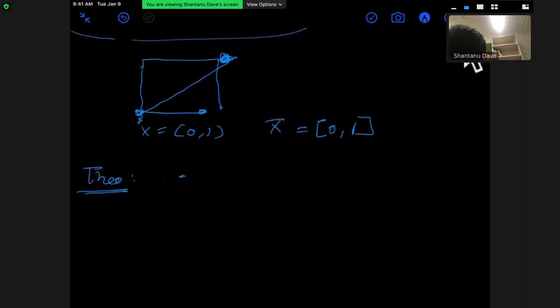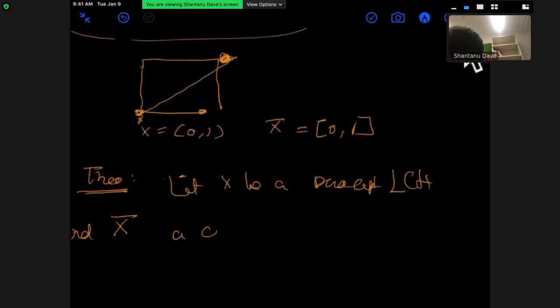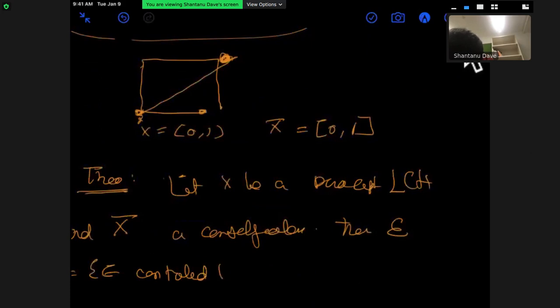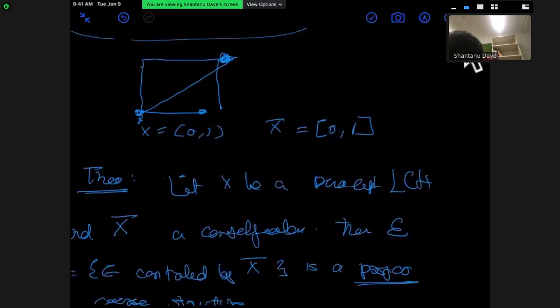Let X be a paracompact, locally compact Hausdorff space, and X bar a compactification. Then the collection E of all sets controlled by X bar is a proper coarse structure. Remember, this is not just a coarse structure by itself, not just a collection of subsets of X cross X. It is a collection of subsets which has the required compatibility to the topology of X.